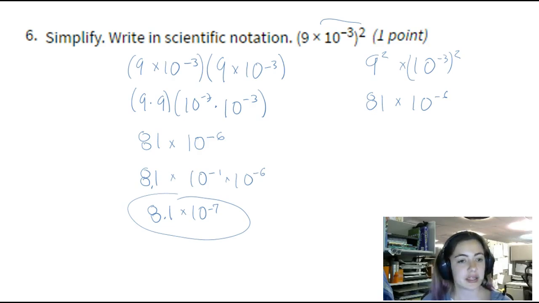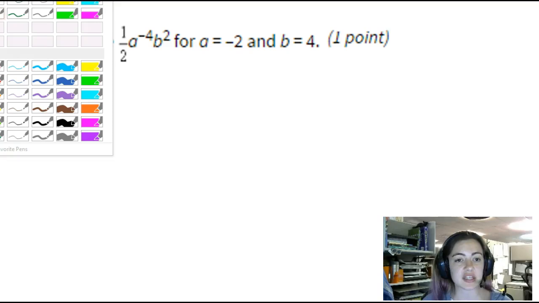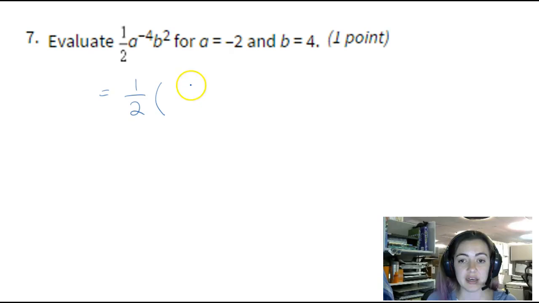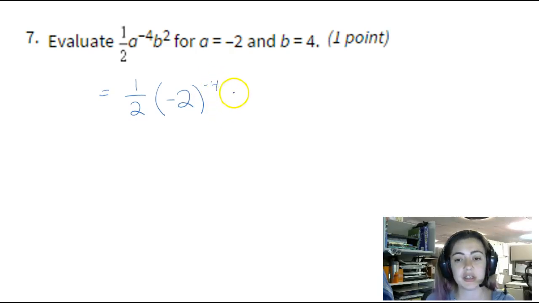Alright. The next question here is evaluate. So that means we're actually going to get a numerical answer here. So 1/2 a to the negative 4th b squared, for a is equal to negative 2 and b is equal to 4. So let's substitute those in. So we have 1/2 and then a, but this time we substitute in negative 2. So we have negative 2 to the negative 4th. And then b is 4, substitute that in, 4 squared.